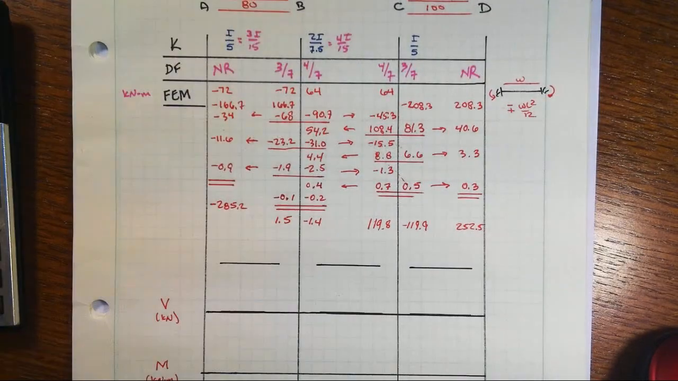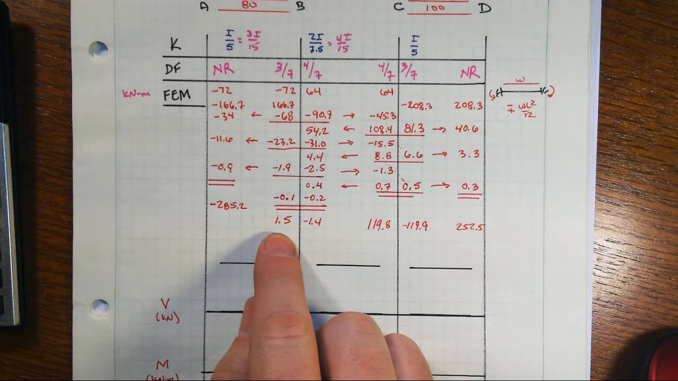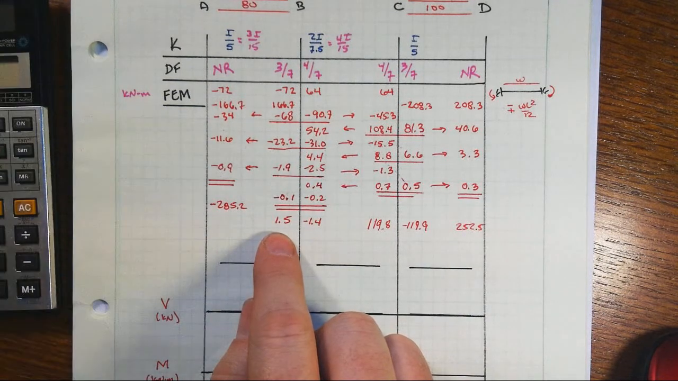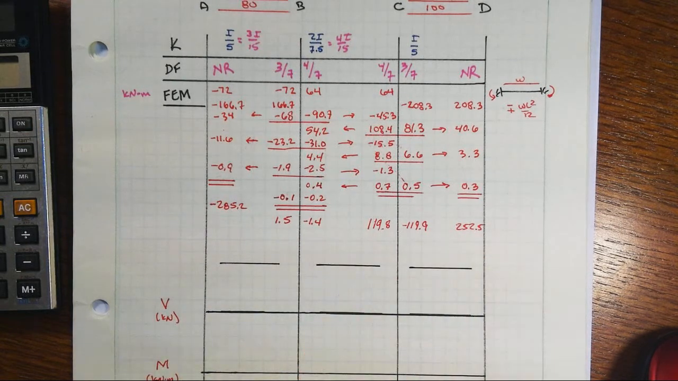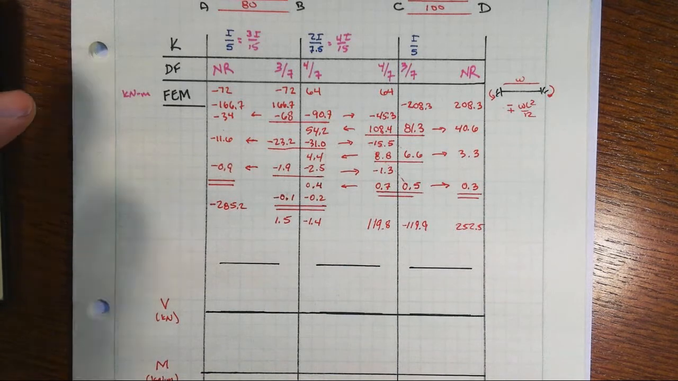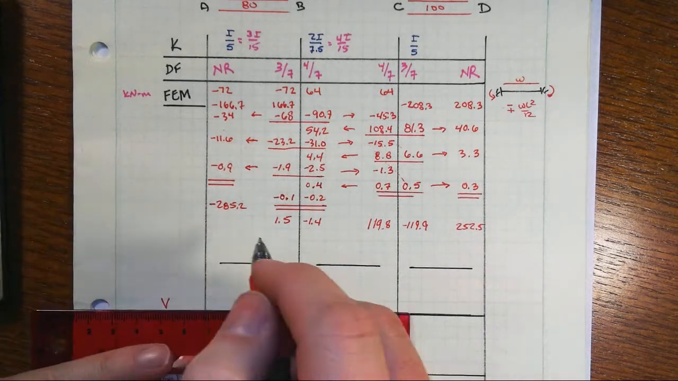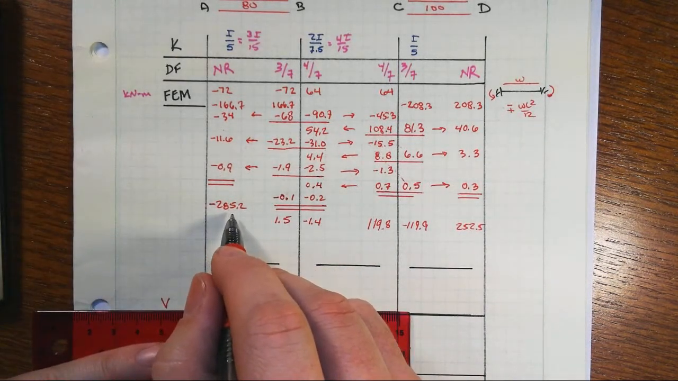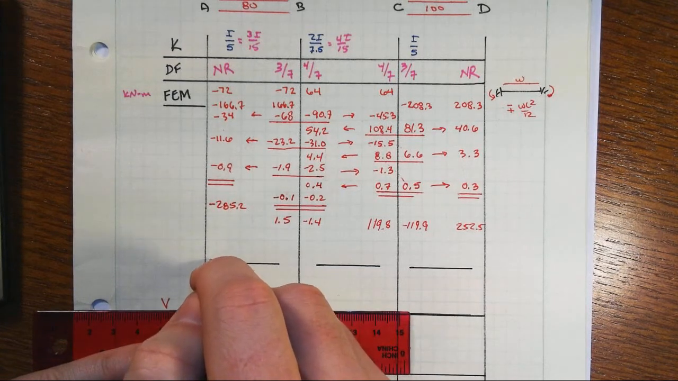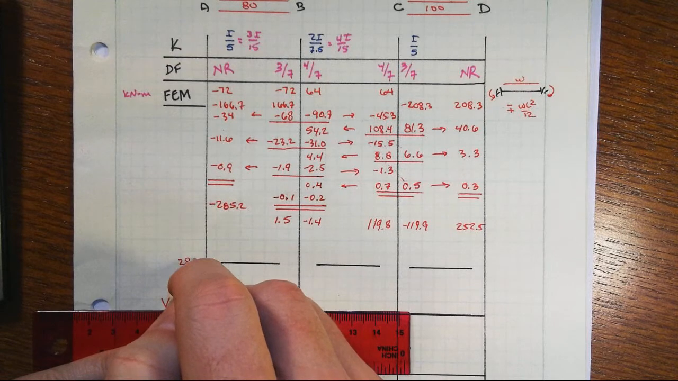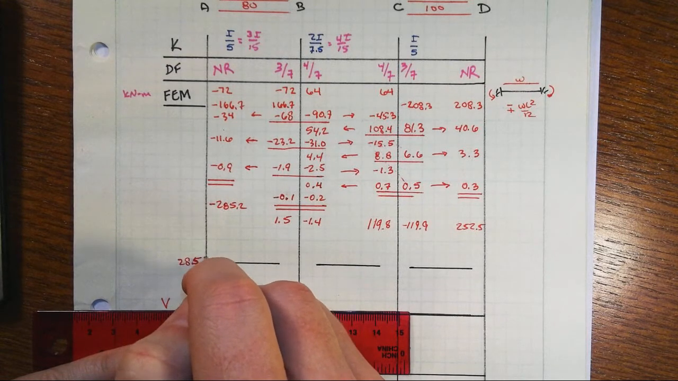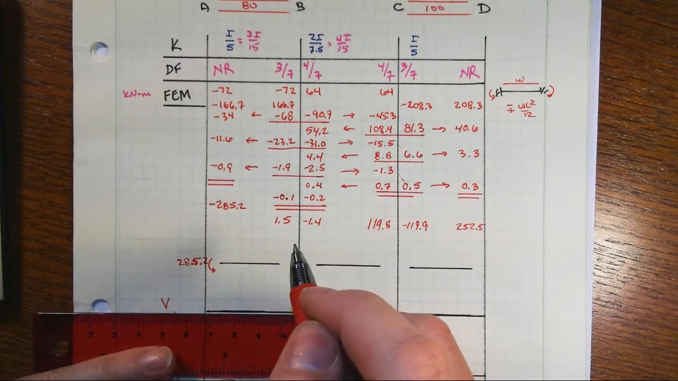Alright, we are finished with the moment distribution process and have come to a reasonably converged answer to the member end moments, and now we're going to turn this back into shear and moment diagrams and a qualitative deflected shape. So let's recall that positive is clockwise, so the end moment here is 285.2 going counterclockwise on the member end.